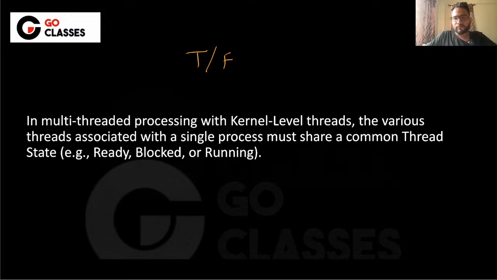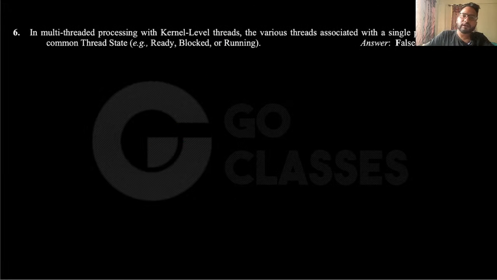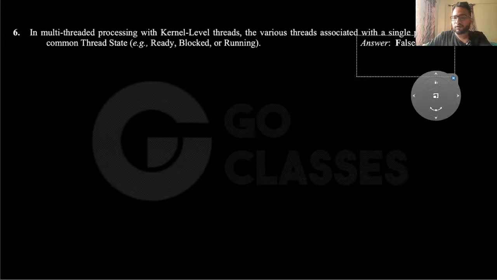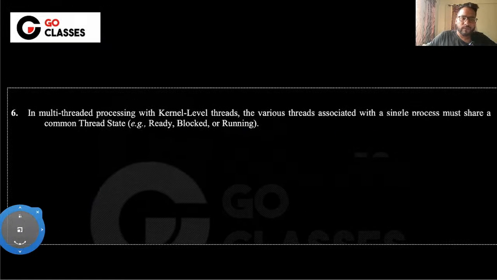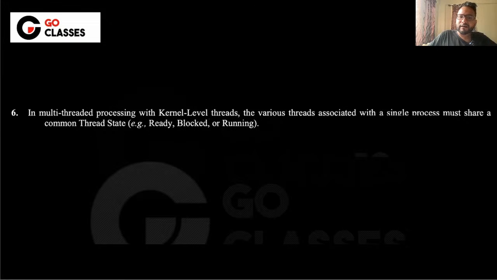So this is false, right? Yes, Deeptanshu, that's correct. So that's false. They do not share for the kernel level. If this could have been the user level, then they do share, right? Okay. So now let's just answer this question also. In multi-threading with kernel level threads, the various threads associated with the single process must share the common thread state. Yeah, that is false.